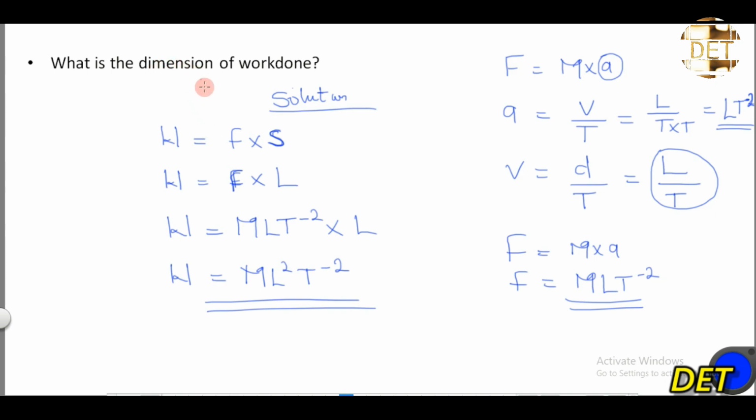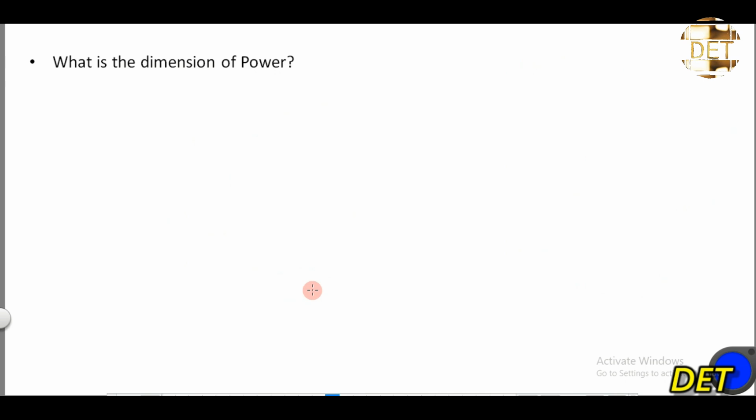Just have it in mind that whenever you are looking for dimension, you are expressing the physical quantities in terms of fundamental quantities. So whatever you're going to have here as your answer must be in fundamental quantities, right? So let's look at the next question to buttress on this more. What is the dimension of power?